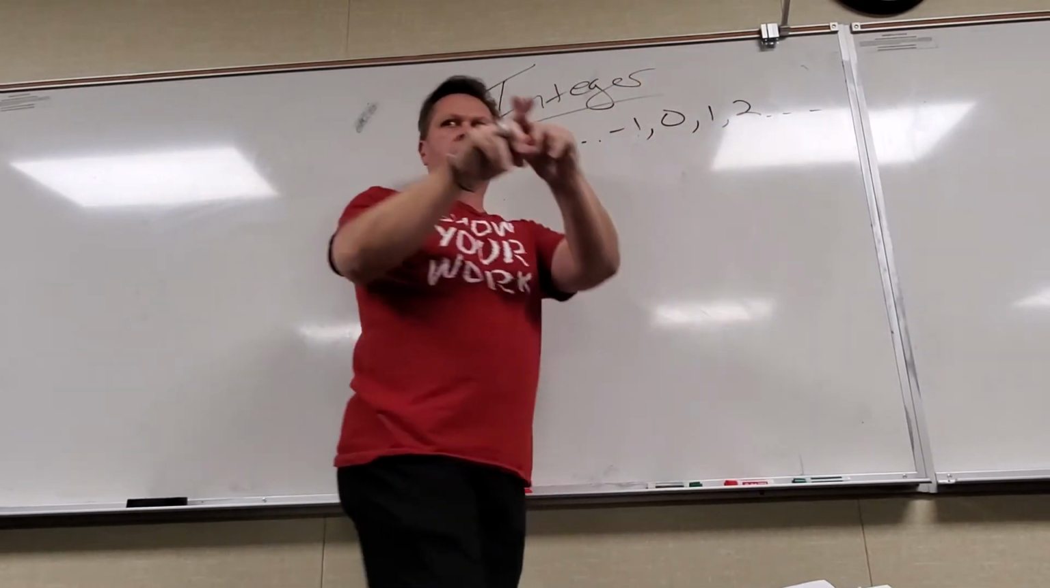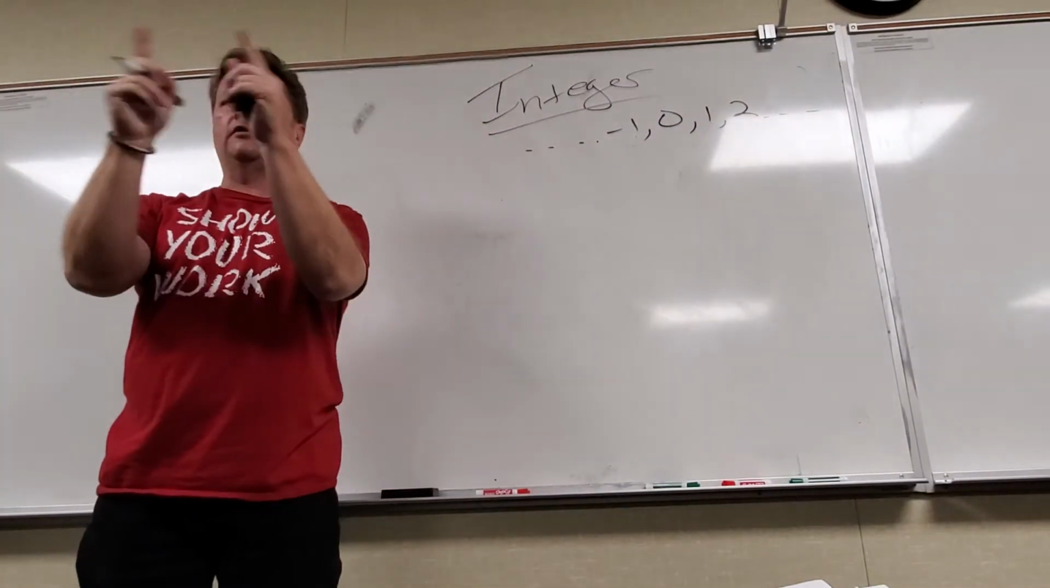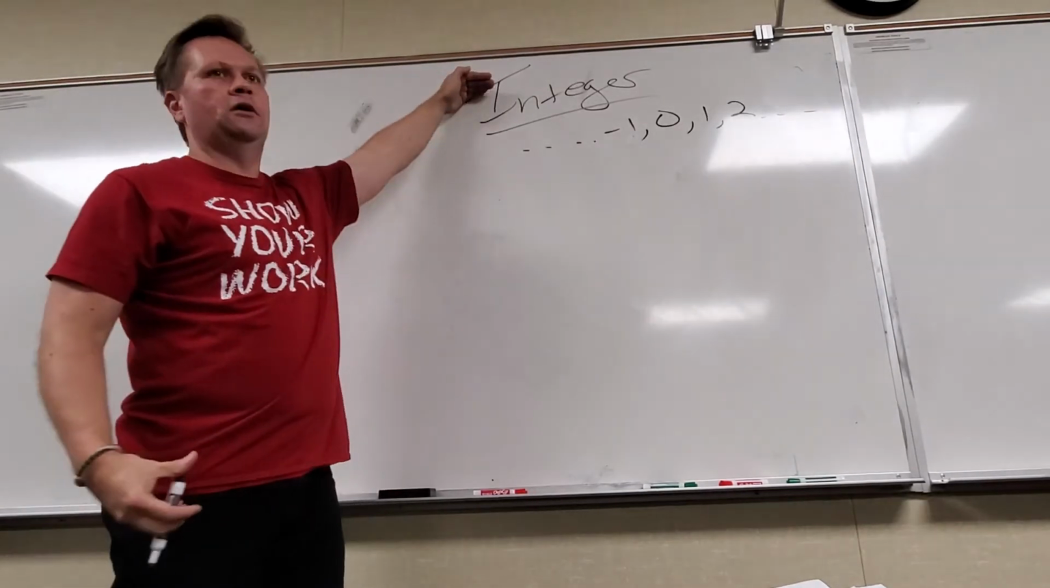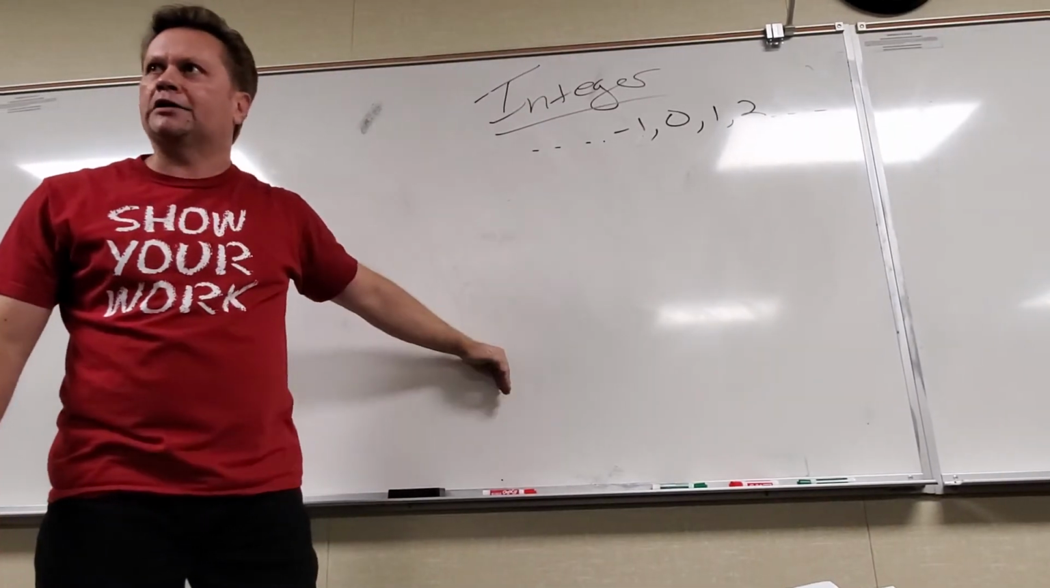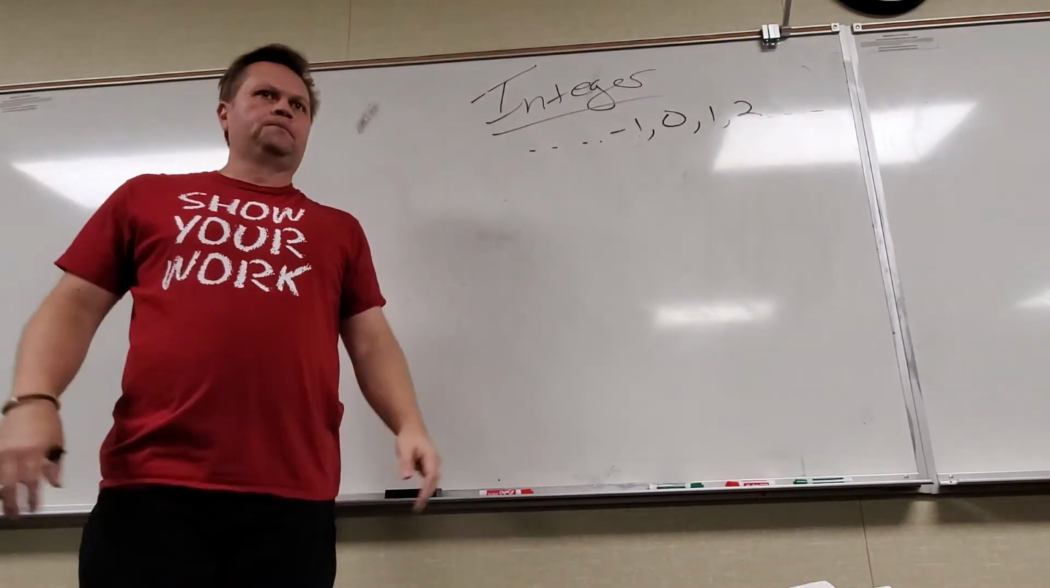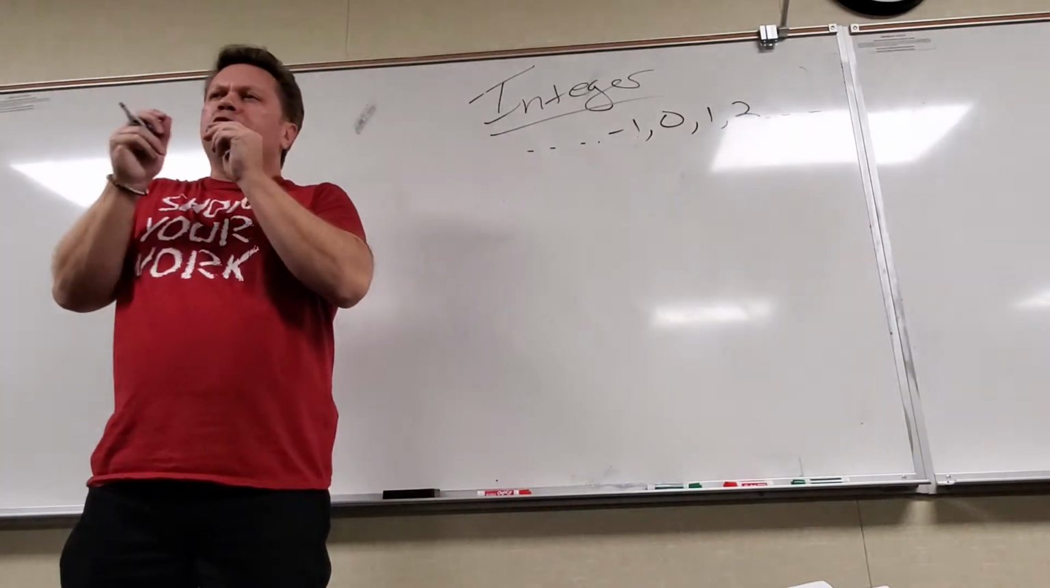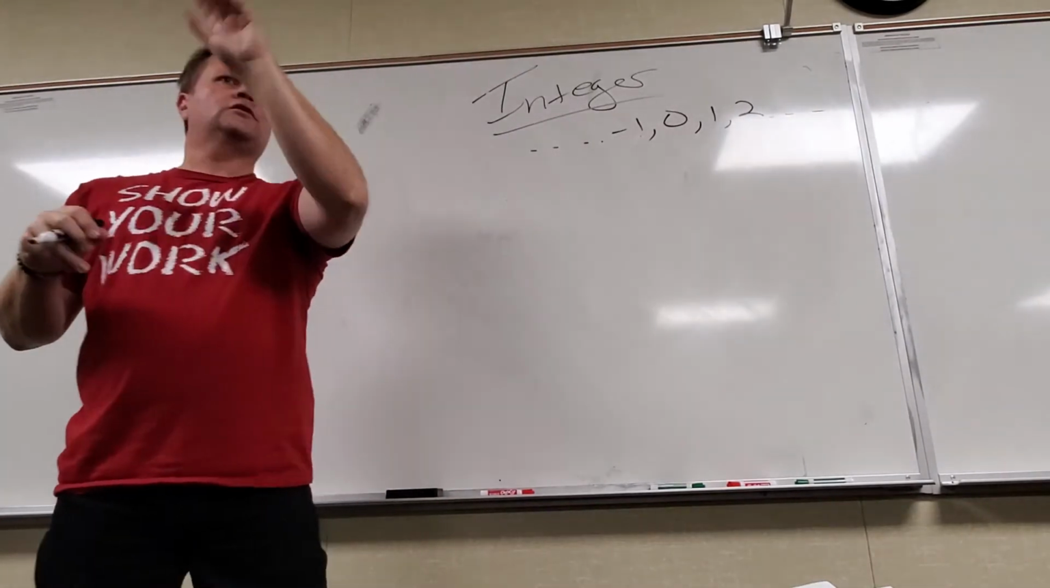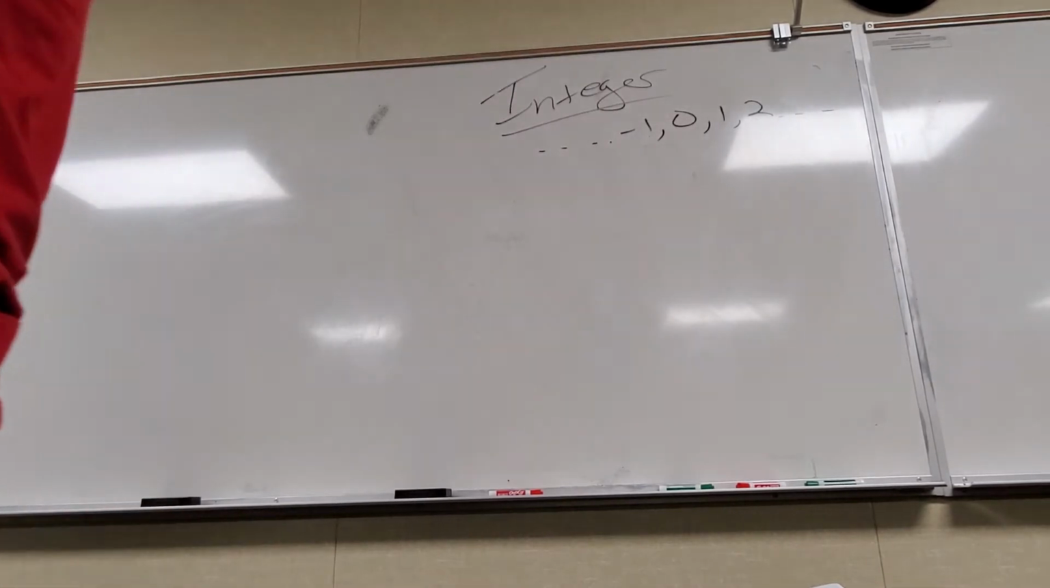So it's like the whole number line tick marks without the stuff in the middle. The stuff in the middle would be rational numbers and irrational numbers, but we won't get there yet. Okay, so you've got to know what integer means. So somebody give me any integer.